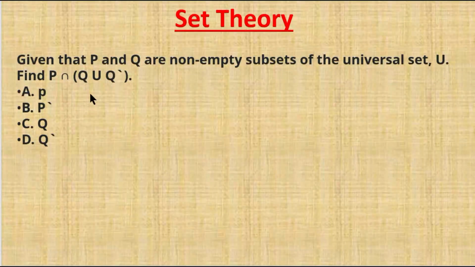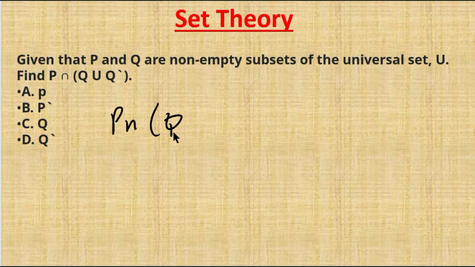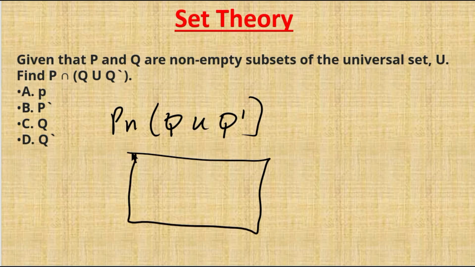We have this beautiful question on set theory, and it wants me to find P intersect (Q union Q complement). Now, we are given that P and Q are non-empty subsets. I believe this question just wants to test your understanding of intersection and union. Now, look at here's a universal set, and let's assume we have P and we have Q this way.